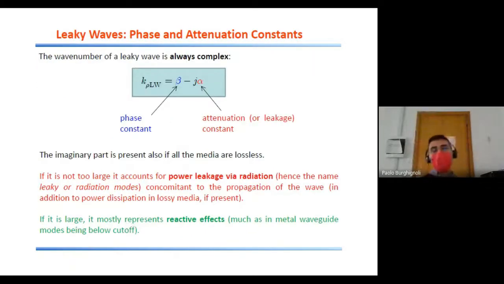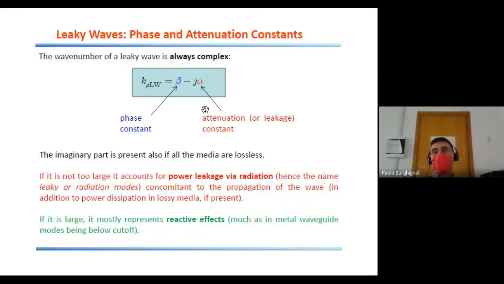So what are leaky waves? Leaky waves are waves with a complex, generally complex wave number. The real part is the phase constant and is typically indicated with beta, whereas the imaginary part is different from 0 and it's the so-called attenuation or leakage constant, indicated with alpha, or better, minus alpha, imaginary part. Now this imaginary part, and that's important, will be present also if all the media are lossless.